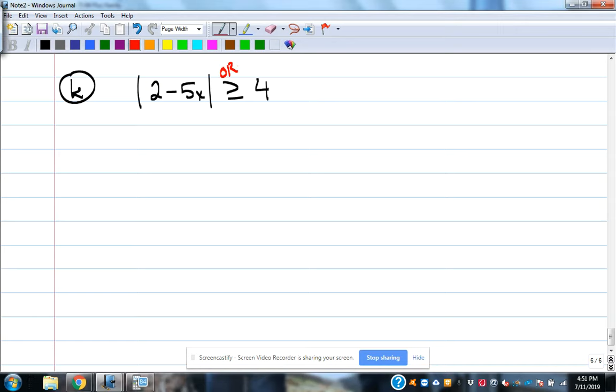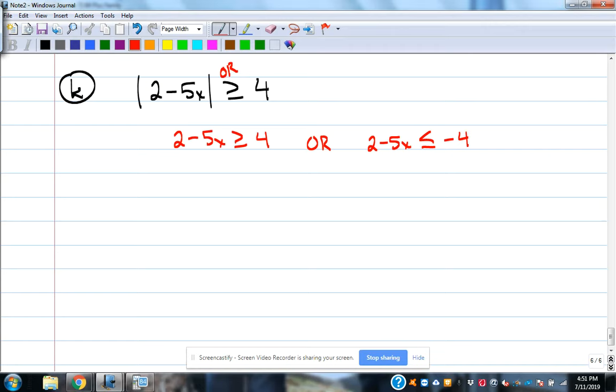Okay. So we're just going to set up two problems. We're going to set up 2 minus 5x is greater than or equal to 4. So just take the absolute value marks off, copy everything down. Or, and then 2 minus 5x, flip the symbol, change the sign.